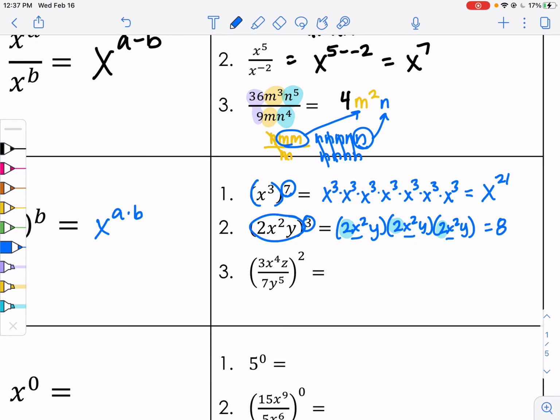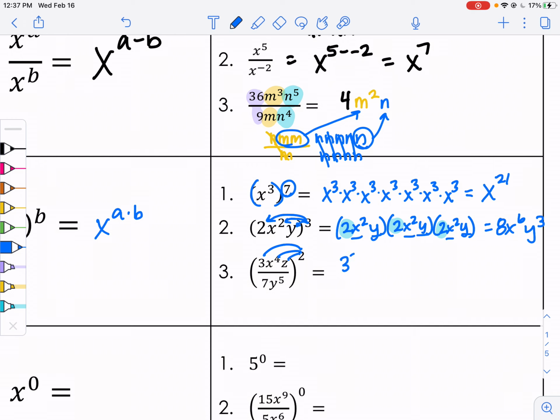X squared, x squared, x squared becomes x to the 6th. Y becomes y to the 3rd. Alternatively, we can see as long as everything's multiplying, we can just pop these right on here. We want to be careful that there's not adding and subtracting, because that's how we get into that trouble. But as long as everything's multiplying, we can do the same thing here.